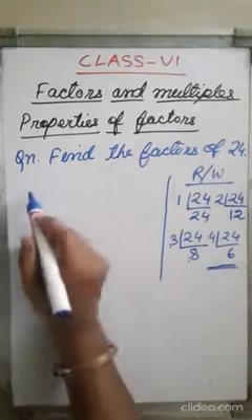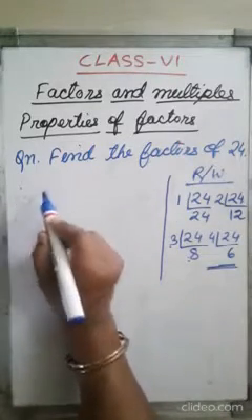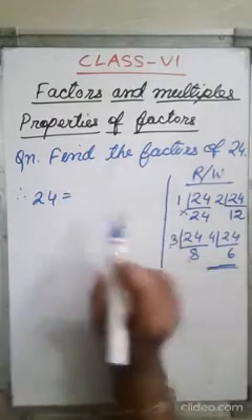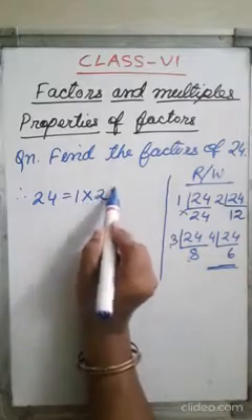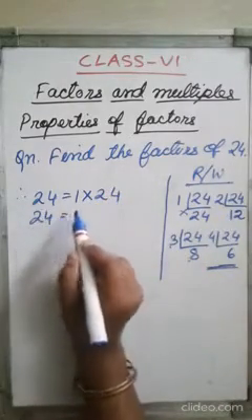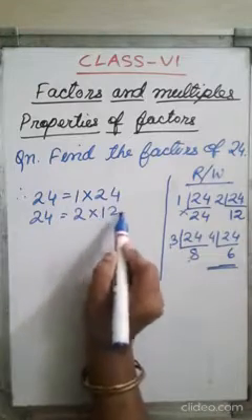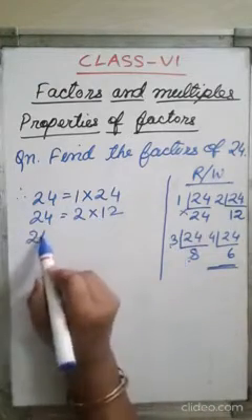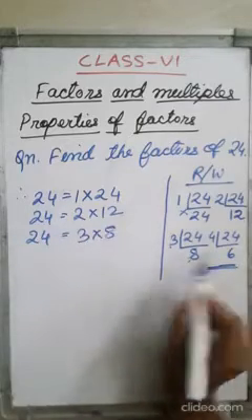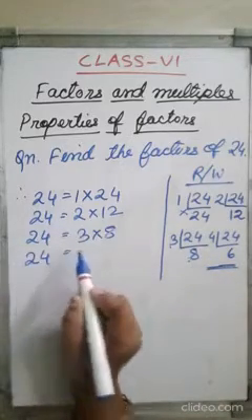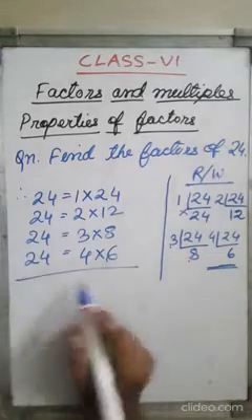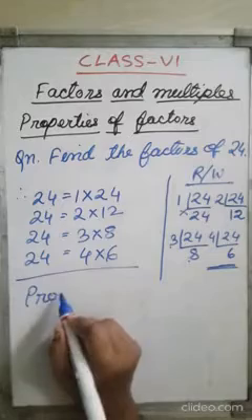So therefore 24 is equal to 1 into 24. Then again 24 is equal to 2 into 12. 24 is equal to 3 into 8. 24 is equal to 4 into 6. Now we shall discuss the properties.